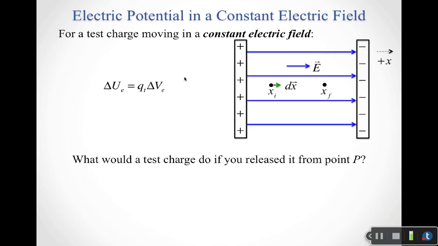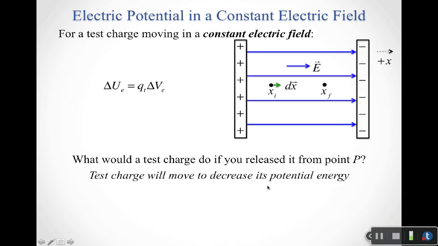So now, let's check and make sure that this is all consistent. So we said we can think about how the potential energy is changing. And given whether we have a positive or negative test charge, that ought to allow us to figure out how the potential is changing. So what's a test charge going to want to do if you release it from point P, or any point in there? Well, it's going to want to move to decrease its potential energy. So if I have a positive test charge sitting in here, and I let it go, it's going to move away from the positive plate towards the negative plate. So in decreasing its potential energy, it's going to move with the electric field.